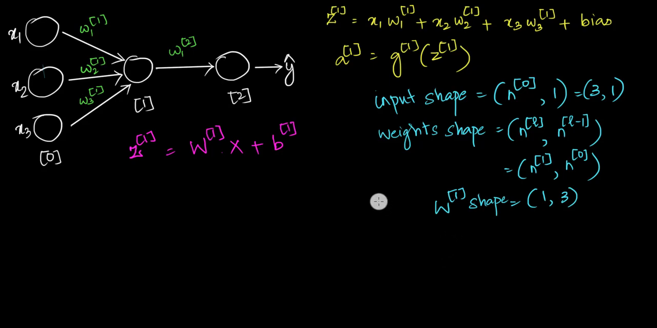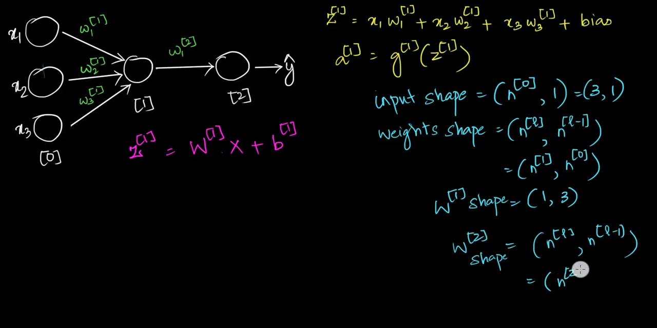So if you want to calculate the shape of W2, it is also very similar. Here also we follow the same formula. W2 shape will be equal to n of L comma n of L minus 1, which means this is the second layer. So for this second layer, we calculate n of 2 comma n of L minus 1, which is n of 1. The number of neurons in the second layer is 1, and in the first layer there is only one neuron, so this will be 1 comma 1. So this is how shapes are calculated.